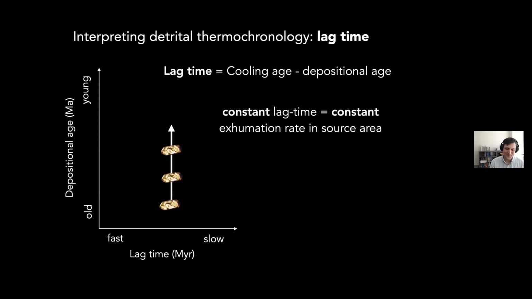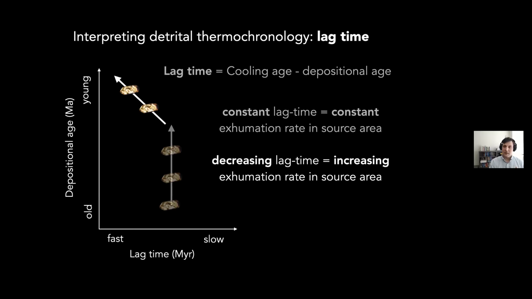So this is a plot on the left-hand side of this image slide that shows a stratigraphic succession of depositional age going from old at the base to young at the top, and lag time on the x-axis from slow on the right to fast on the left. If we reconstruct this lag time for multiple sedimentary horizons and it does not change as a function of depositional age, or essentially as a function of time, that indicates that the exhumation rate in the source area contributing that sediment also was not changing over that time. It was a constant exhumation rate.